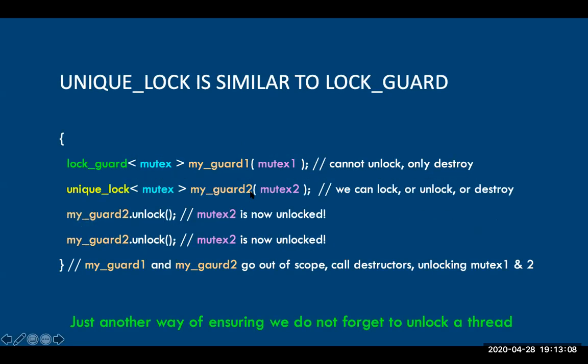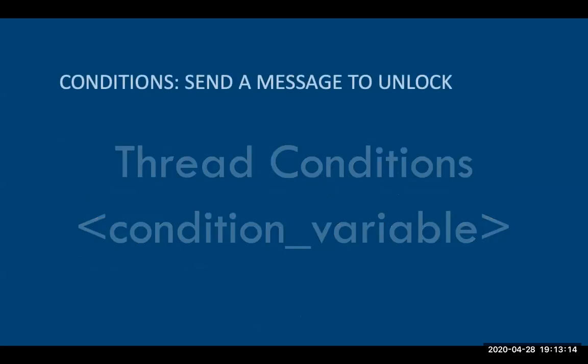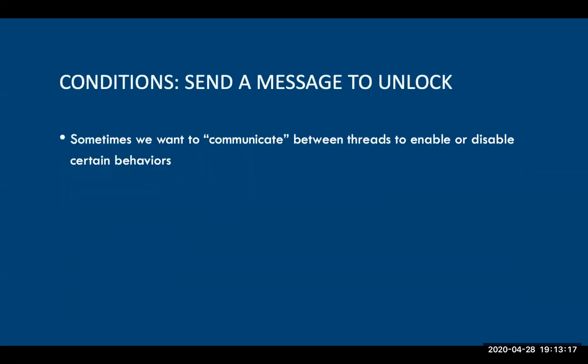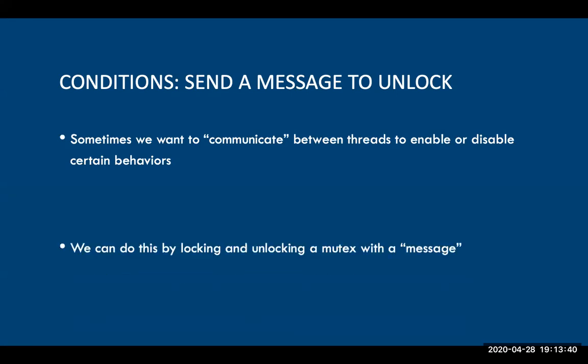Actually, I don't know if there were any other questions on that. I don't think we're going to do an exercise on this. I just wanted to put it out there real quick. And then condition variables. This is where things can get interesting. And this is similar to promises I was talking about before, but I don't think we're going to have time in this course to get into it. But in case you're interested in threads and you want to look this stuff up, these two things go together, the unique lock and conditions. It allows us essentially to send messages to threads to enable or disable certain behaviors, which is pretty cool.